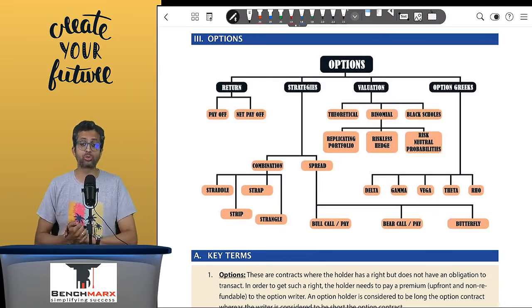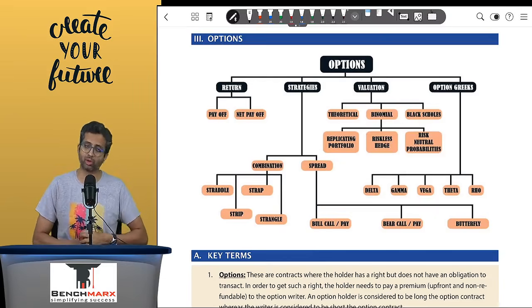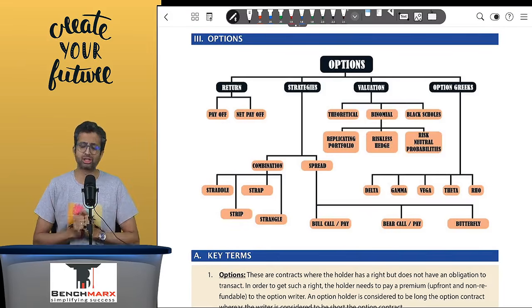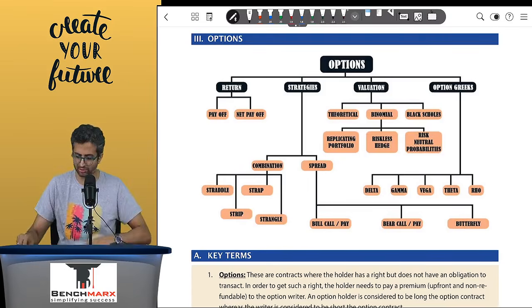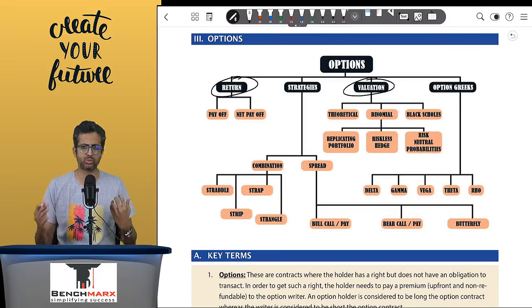Third is option valuation, which is arguably the most important part in the option section, like index future hedging is the most important part in futures. And fourth is option Greeks, which is probably relevant from a theory or an MCQ perspective. Lesser chances of that coming in the exam. So out of these 4 parts, the option payoff, that is the option return, and the option valuation are the 2 most important parts.